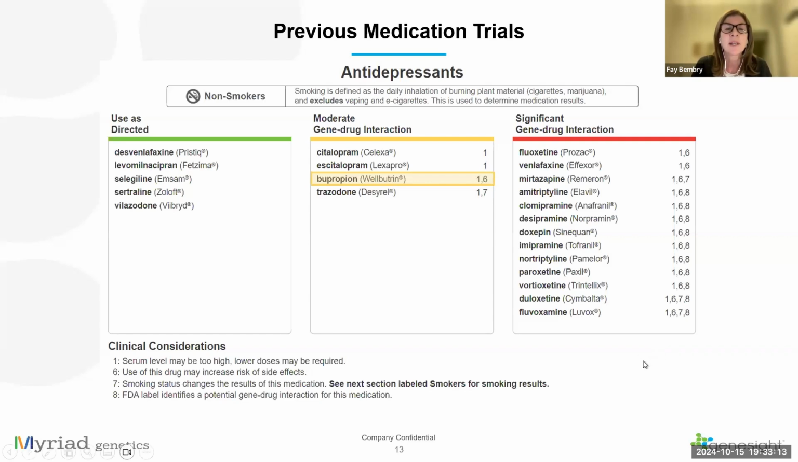As you can see, bupropion has a 1 in 6 increased risk of side effects, and serum level may be too high. I want to reiterate, as Dr. Alva did, that the clinical considerations are highly important, because when we look at these green, yellow, and red categories, it doesn't mean we can't use drugs in the red, but we have to be cognizant of dosing and aware of the considerations associated with those medications. All right, next slide.